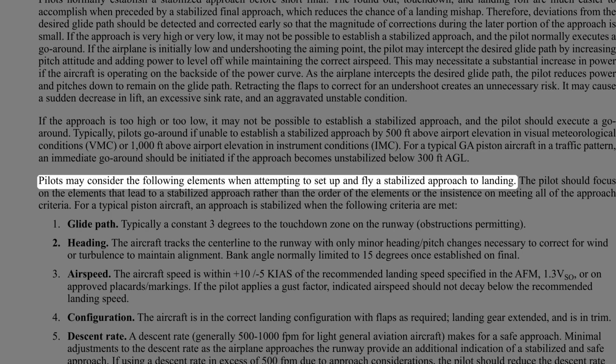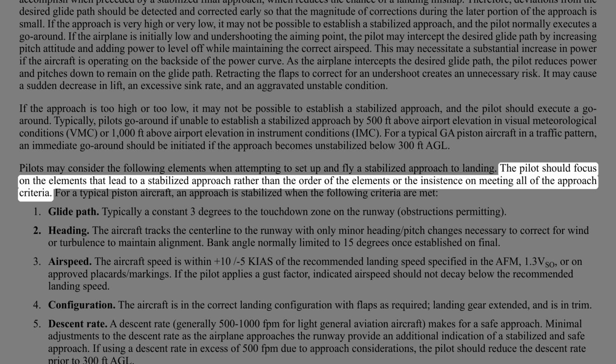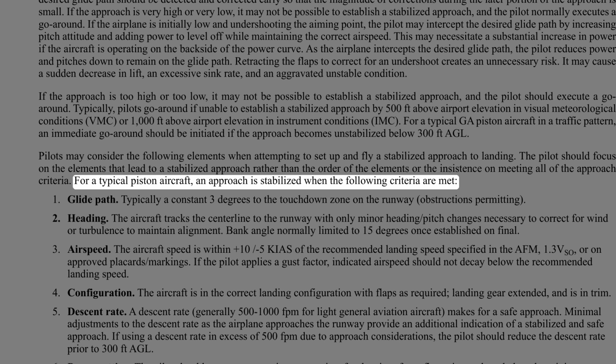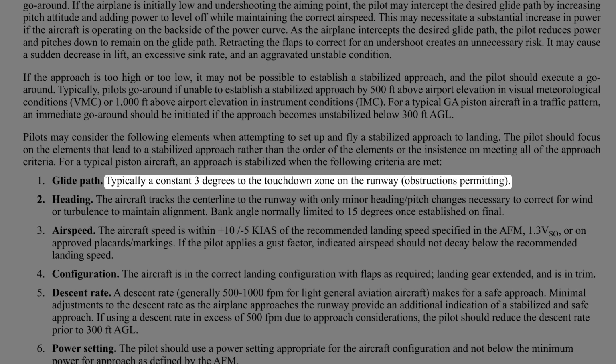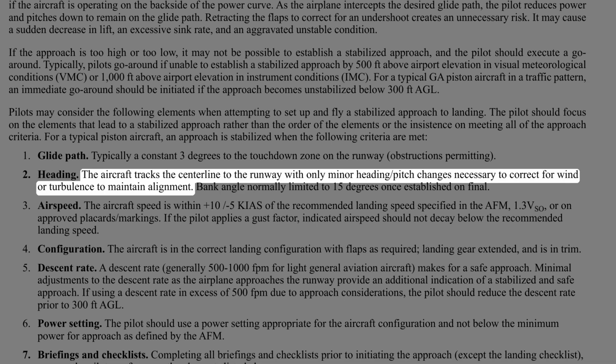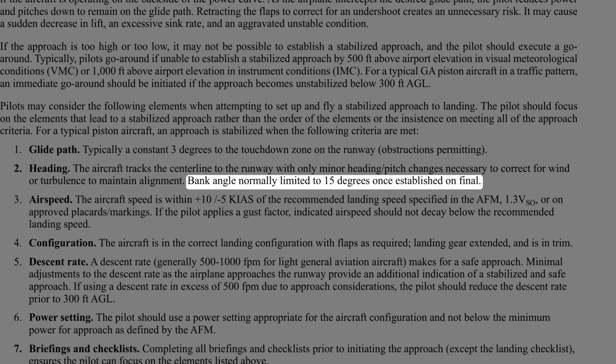Pilots may consider the following elements when attempting to set up and fly a stabilized approach to landing. The pilot should focus on the elements that lead to a stabilized approach rather than the order of the elements or the insistence on meeting all of the approach criteria. For a typical piston aircraft, an approach is stabilized when the following criteria are met. Glide path, typically a constant 3 degrees to the touchdown zone on the runway, obstructions permitting. Heading, the aircraft tracks the centerline to the runway with only minor heading and pitch changes necessary to correct for wind or turbulence to maintain alignment. Bank angle, normally limited to 15 degrees once established on final.